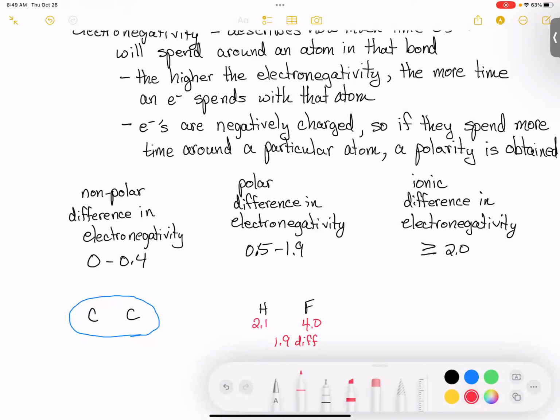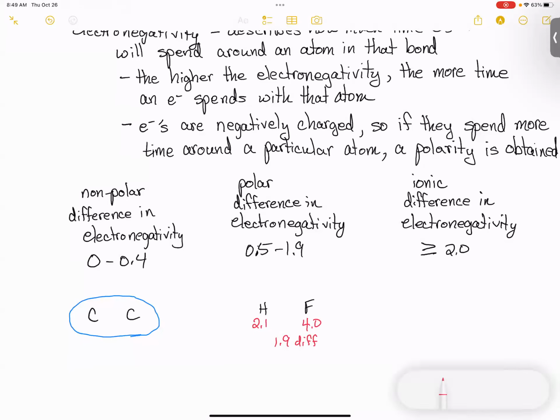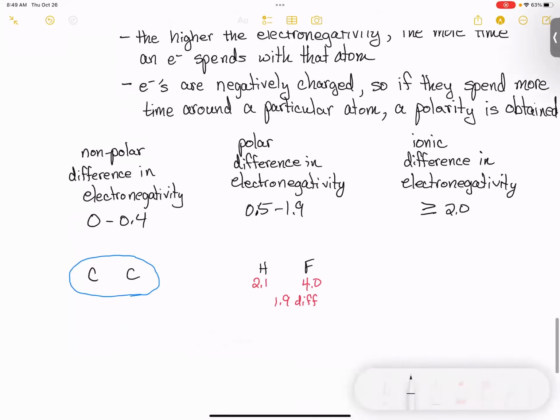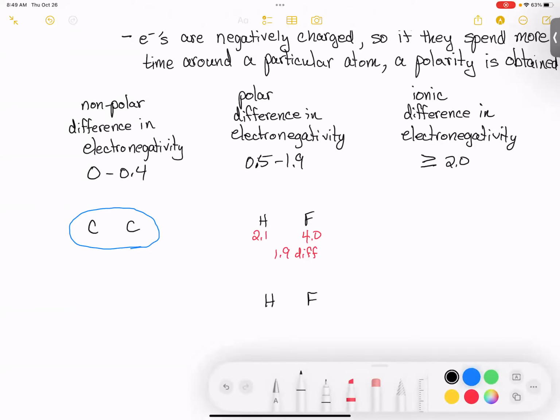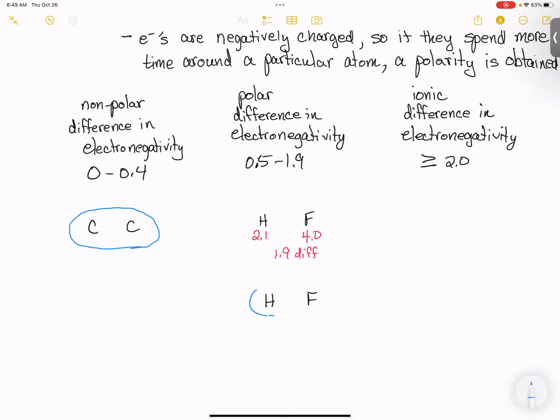When we look at the diagram, therefore, of our HF, because hydrogen has such a small electronegativity compared to fluorine, the electrons in that bond spend very little time around it compared to the time they spend around the fluorine. Now, because electrons are negative, this creates a polarity towards the fluorine, and it's taken away from the hydrogen. So this is a dipole moment arrow.